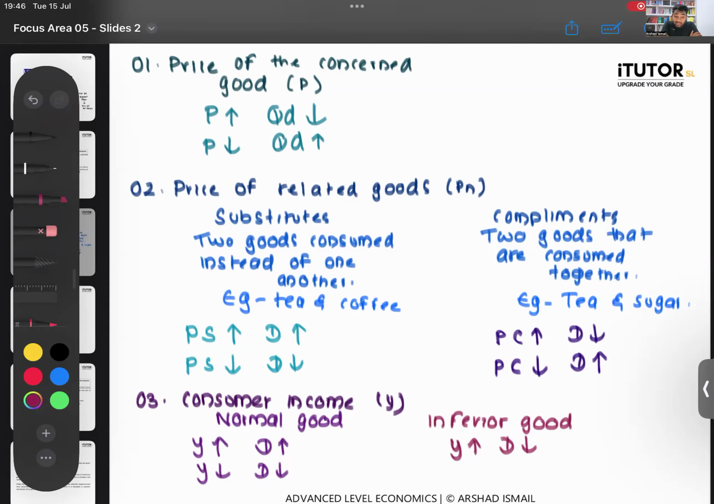But if your income increases, what will you switch to? Do you think you will still buy Astra margarine? No, neither. You might now switch to the superior one. What's the superior version of margarine? You might switch to butter. Let's say Anchor Butter, Highland, some posh butter. Butter tastes a bit better than margarine, and it's a bit healthier also. So that's what's happening. When your income increases, the demand for margarine will come down. People are not buying margarine now because margarine is the inferior good.